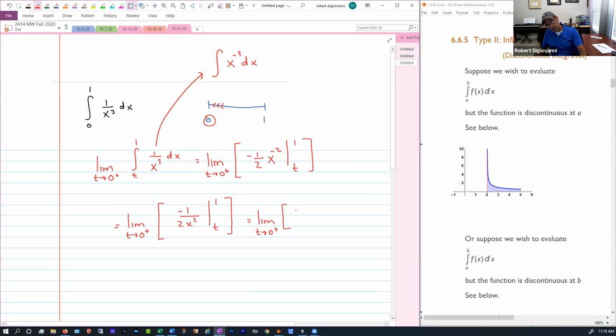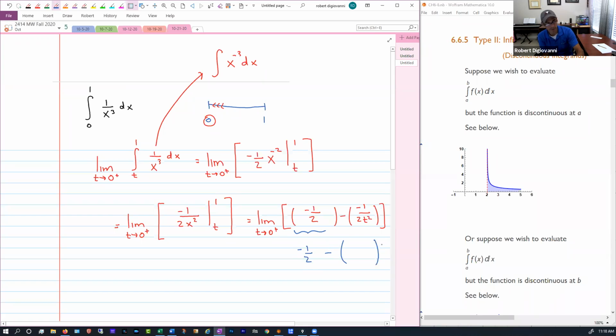Okay, now I'm going to plug in my two endpoints, so I don't have to do a limit. When I plug in 1, I get -1/2. And when I plug in t, I get -1/(2t squared). This first part's just -1/2, nothing happening there, then minus.